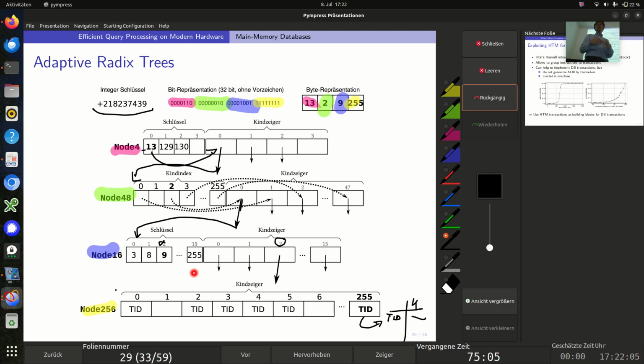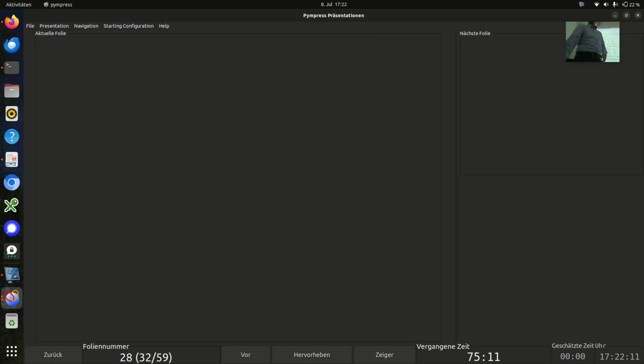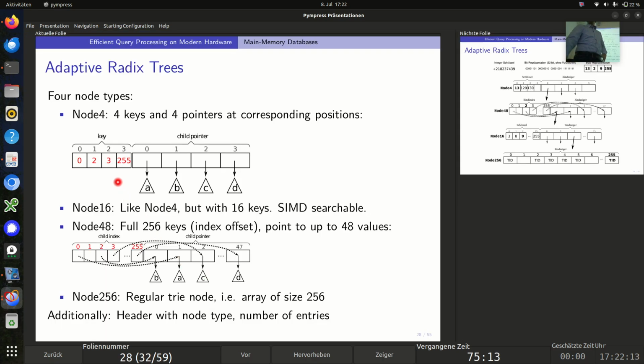But what I want you to know is how index lookup actually works. I want you to know that it is a prefix tree, and if I give you a key, I want you to look up a position and whether an entry is contained or not.